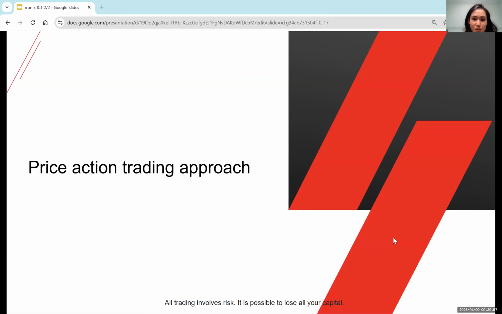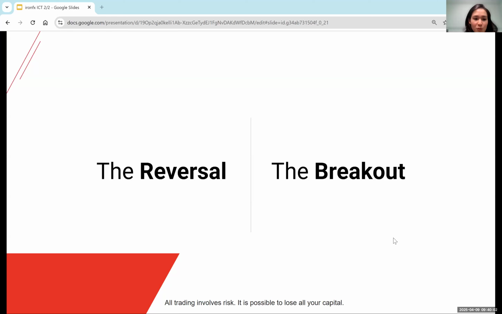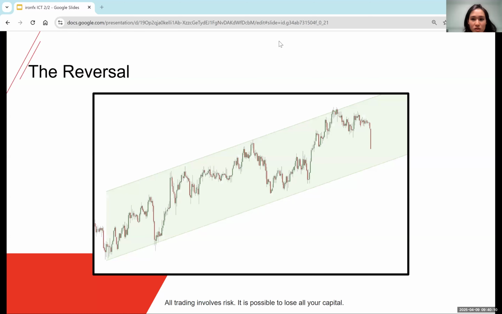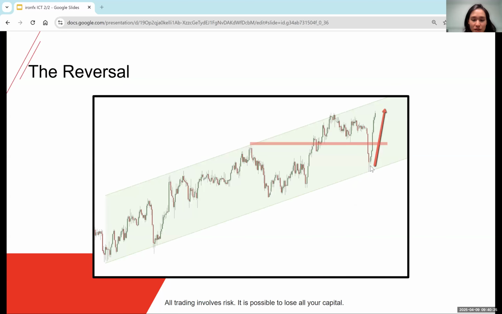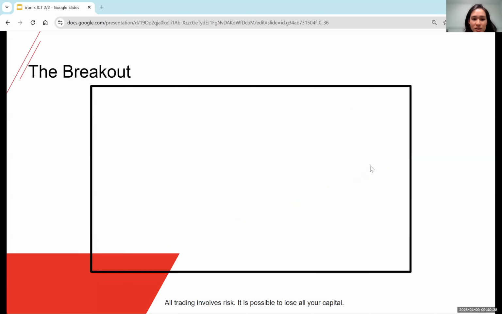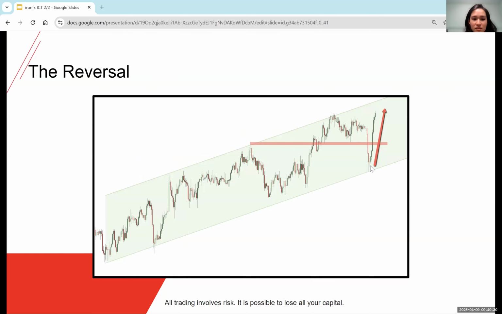Let me just cover the price action trading approach first. When it comes to price action for smart money concepts, we're looking at the reversal and breakouts. Okay, so this is an example of a reversal over here. We are also looking at specific candlestick formations. So here we have a morning star formation, which I'll talk about in a bit. And yep, this is your reversal as well.